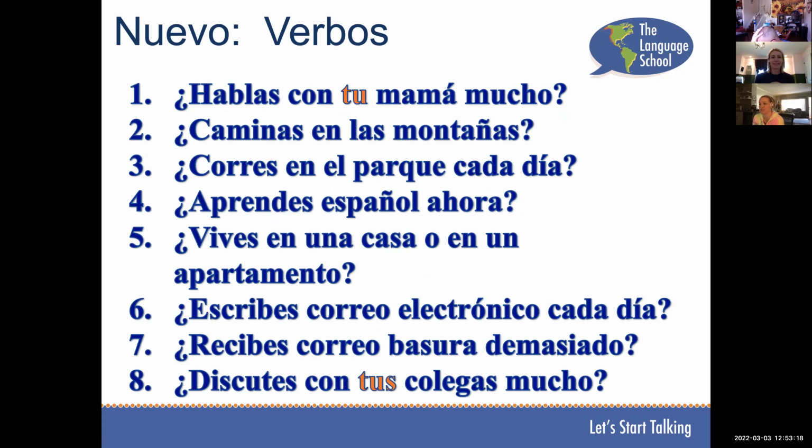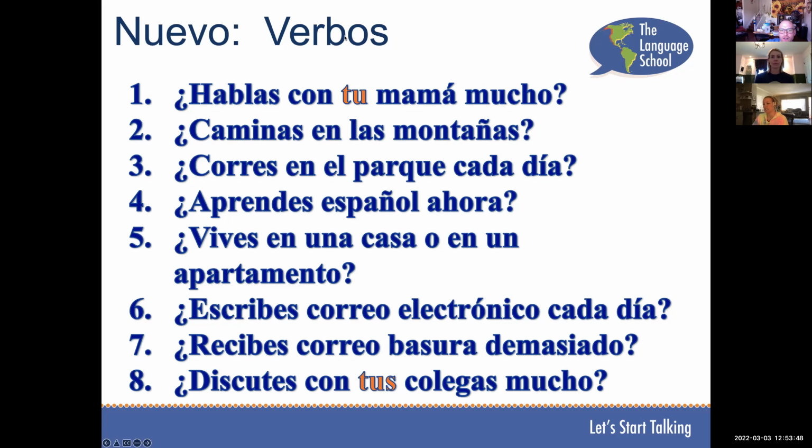¿Hablas con tu mamá mucho? Sí, hablo mucho. ¿Caminas en las montañas? Sí. Give a full answer, Kaylee. So, sí camino en las montañas. Montañas. ¿Corres en el parque cada día?